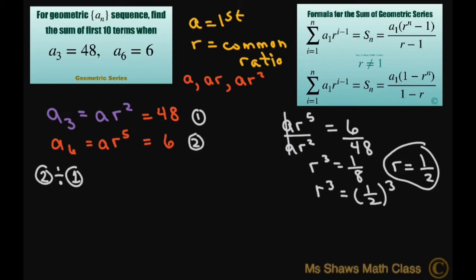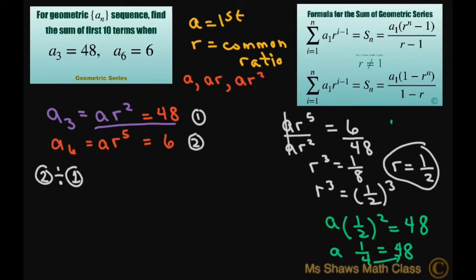So let's just do this one. If you substitute in, A times 1/2 squared equals 48, you're going to get A times 1/4 equals 48. So your first term, when you multiply 4 times 48, A is going to equal 192. So you just multiply 4 times 48. So now we have our first term and our common ratio.